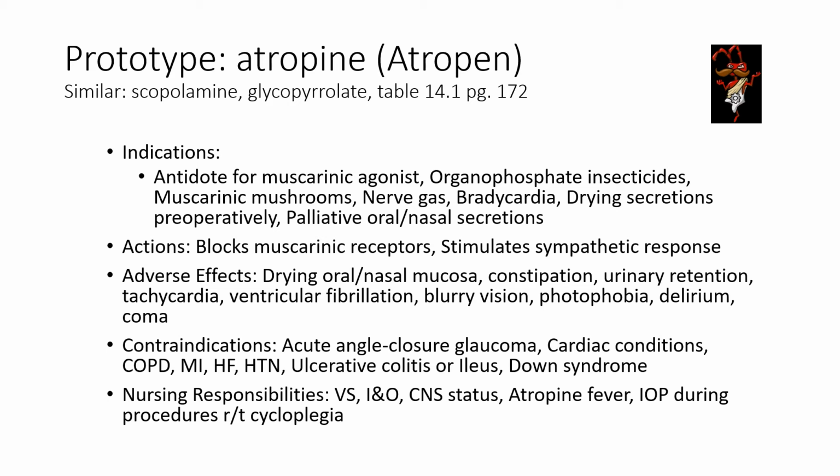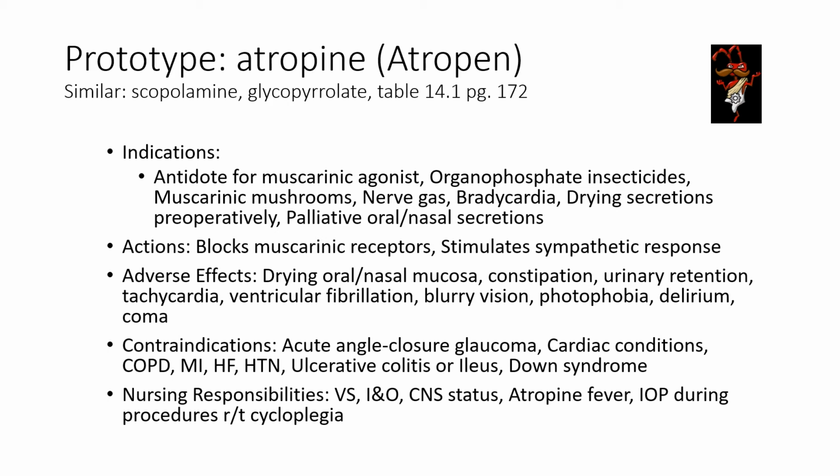Atropine fever. You can get a fever with atropine because of what it's doing in terms of blocking the acetylcholine at the sweat glands. Remember, the sweat glands use acetylcholine in the sympathetic system. So if you really shut down the sweat glands with atropine, you can get a fever with it because the patient can't release as much heat from themselves.